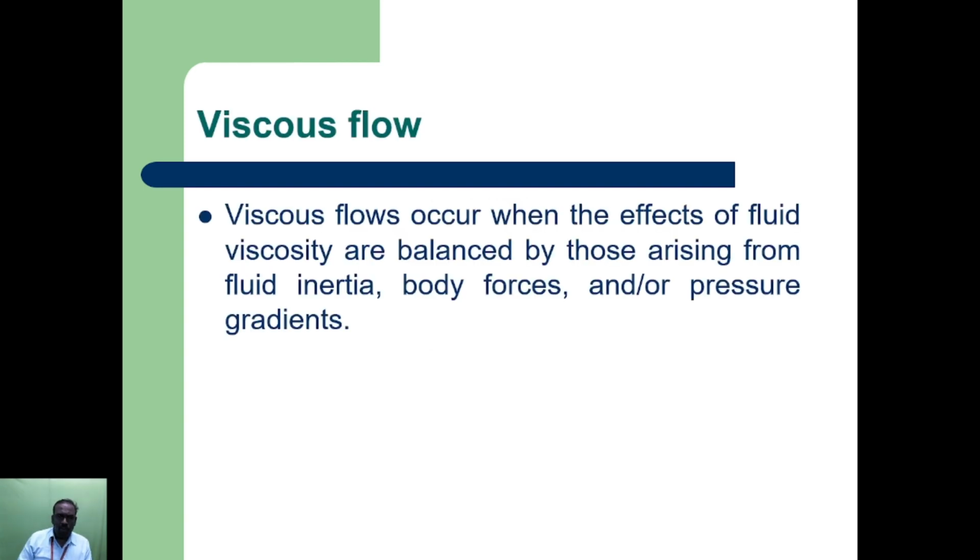Now that type of flow is viscous flow. Viscous flow occurs when the effects of fluid viscosity, an important parameter, are balanced by those arising from the fluid inertias, body forces and pressure gradients. Viscous flow is one of the important types of flow. So we have three types of flows: laminar flow, turbulent flow and viscous flow.